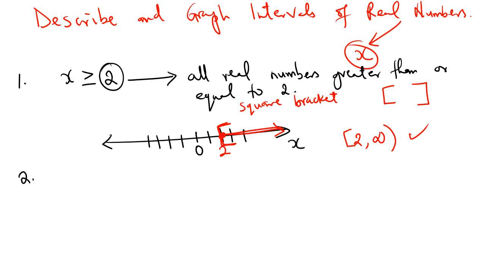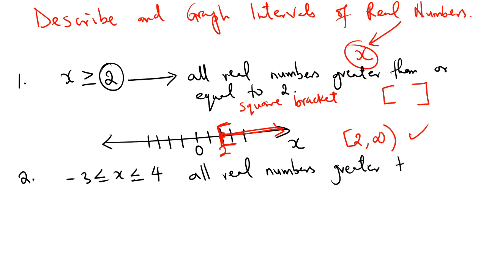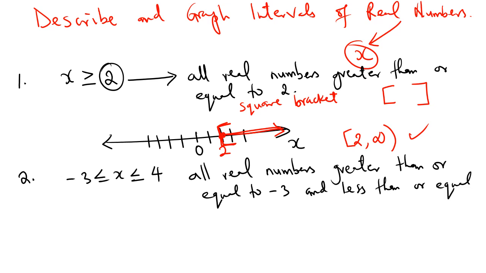Let's try example 2. So here we have -3, x, and that is 4. So how do we describe this relationship, or this expression right here? We're going to say all real numbers greater than or equal to -3 and less than or equal to 4. Good. Again, let me emphasize how we're reading this.